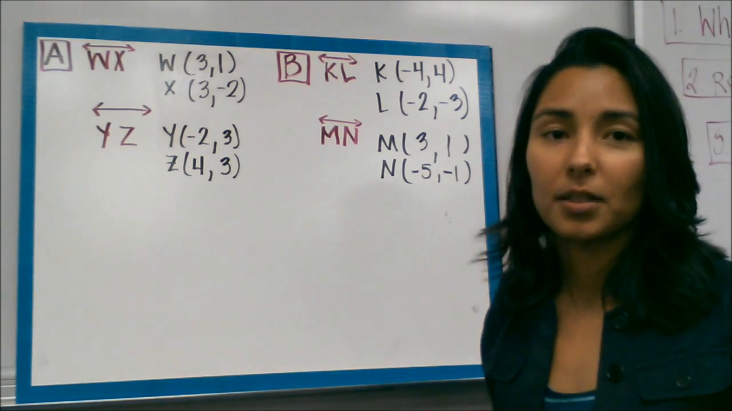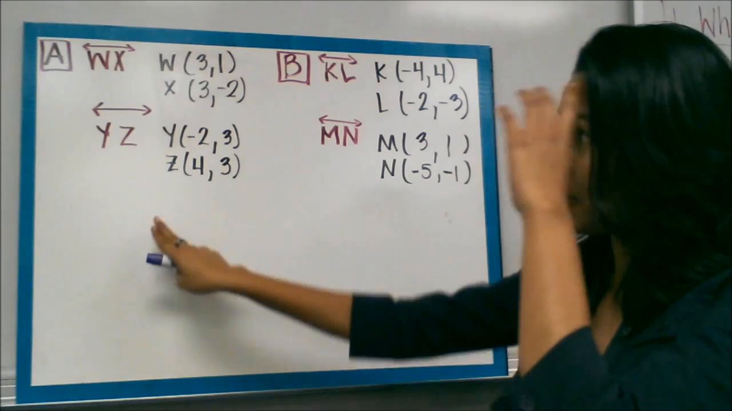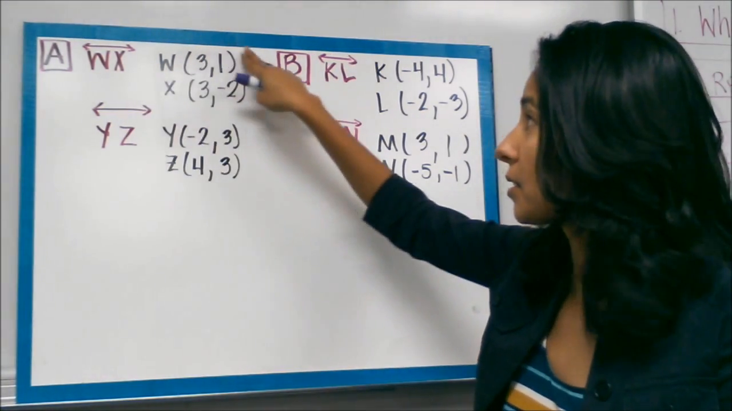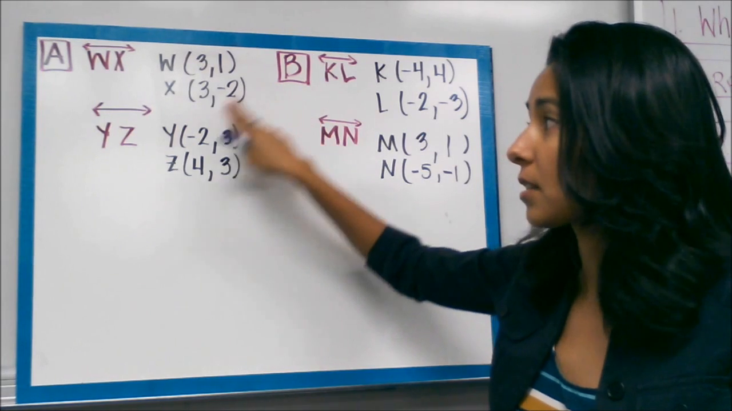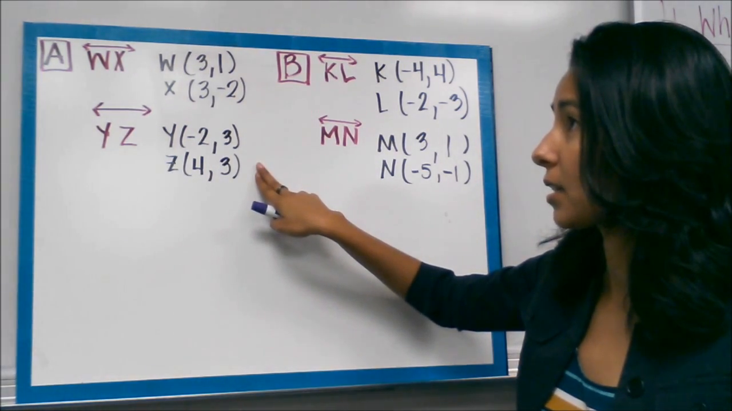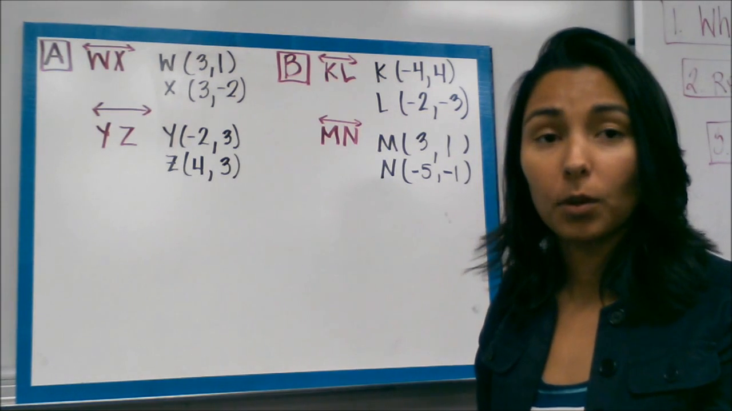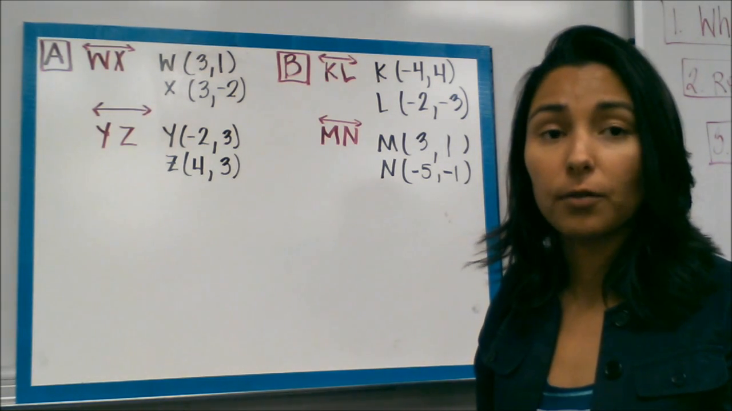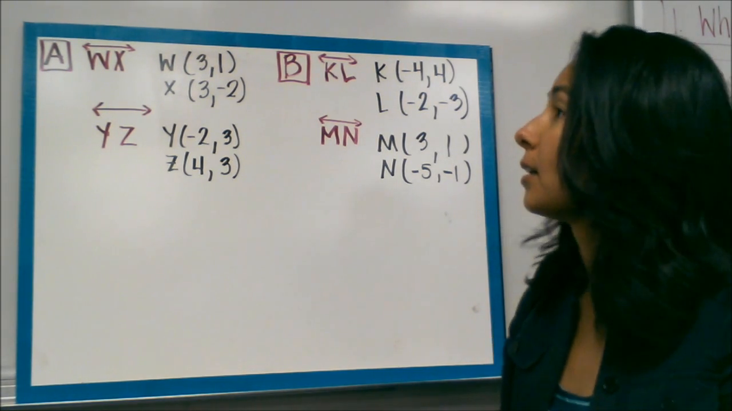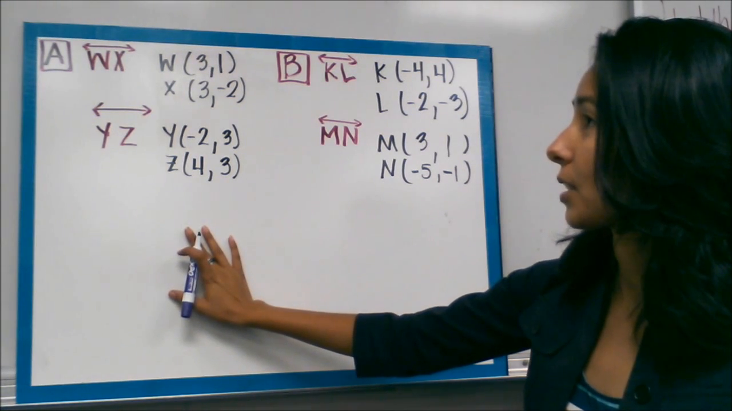Alright, so now we're going to put some of this stuff into practice. Here's your first example. I have line WX, and these are the points for W and X. I have line YZ, and these are the points for Y and Z. Again, if you want to pause the video, try it for yourself because you think you know how to do it, and then come back after you're done so you can check to see if you did it right. I think that's a good idea. Alright, let's do this together.